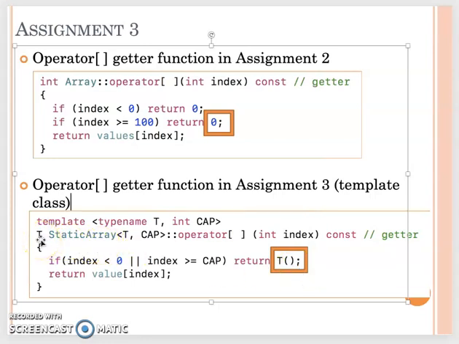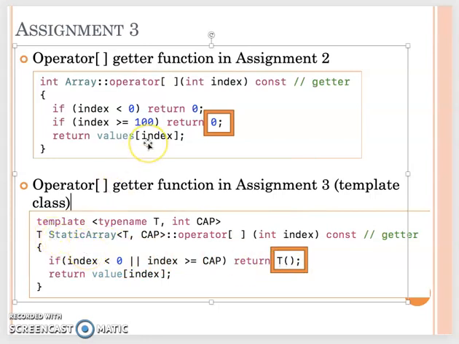Because we have int, double, string, but our array can also store any user-defined object. So here we're using T parentheses so that for any object we return, we return it using the default constructor.